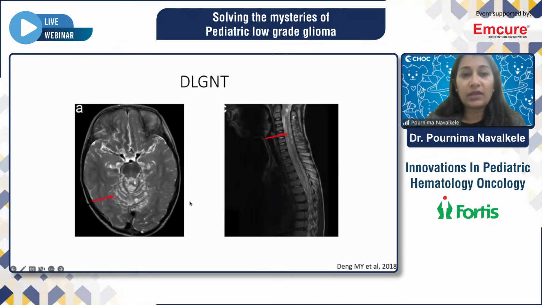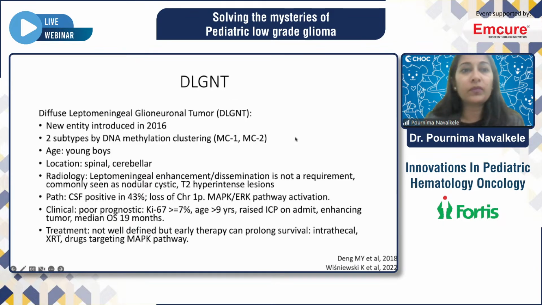DLGNT. As you see on this picture, it's a very characteristic enhancing nodular lesion involving the supratentorium, and also involving the spine. So diffuse leptomeningeal glioneuronal tumor, DLGNT, is also a new entity which was introduced in 2016. There are two subtypes by DNA methylation clusters, MC1 and 2. It's typically seen in young boys and located in spinal or cerebellar region.